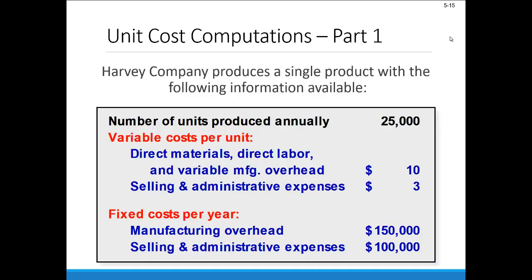So let's look at what this does to unit cost calculations. And let's use an example here. Harvey Company makes a single product, and we've got the following information for them. They make 25,000 units of this thing every year. It has variable cost per unit of $10 for direct materials, direct labor, and variable overhead. So that's variable product costs. And then variable selling and admin expenses of $3 a unit. The fixed costs per year are $150,000 in manufacturing overhead and $100,000 in selling and admin expenses.